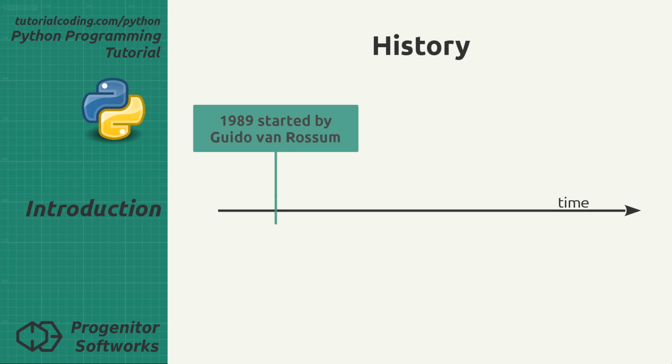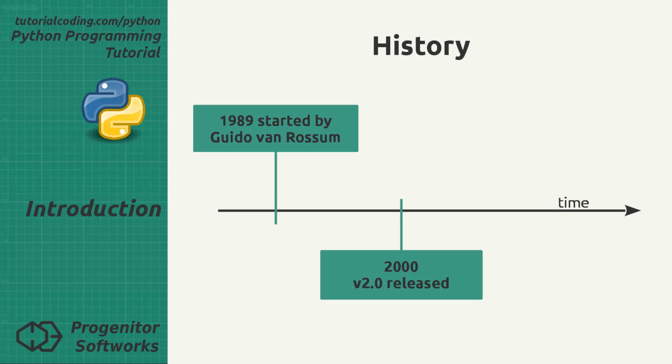A bit of history. The Dutch computer programmer Guido van Rossum started Python in 1989 and still leads its development. Version 2 was released in the year 2000. It featured initial Unicode support and full garbage collection. It also made important changes in the development process, focusing on community involvement and transparency.